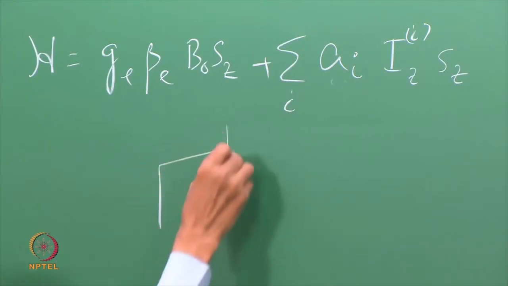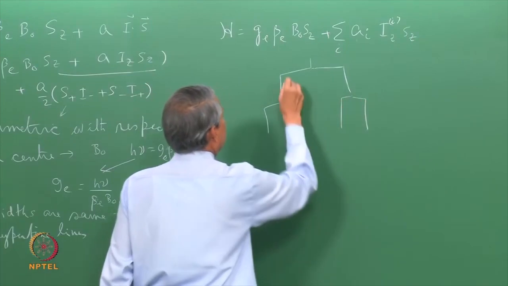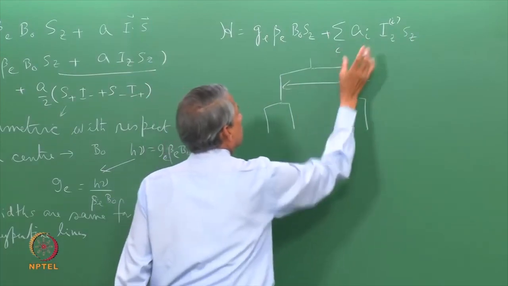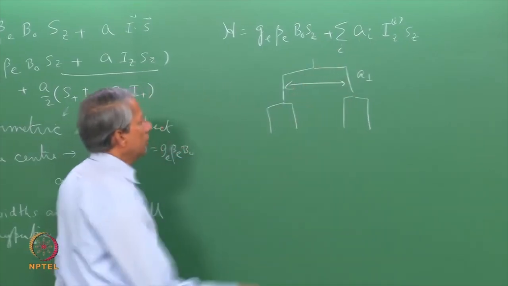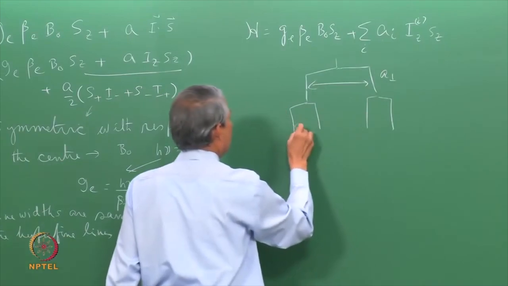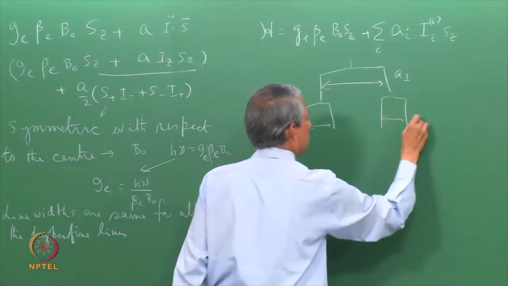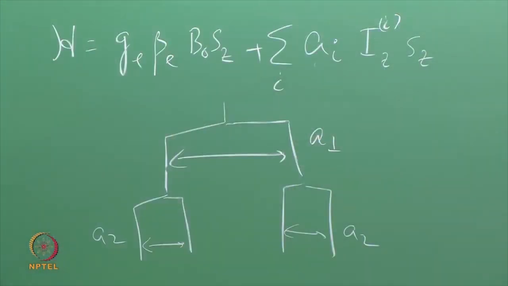So, for example, the splitting I have shown many times, that this could be split in this fashion, and this could be, let us say A1, which is the bigger splitting, and I have only one spin half nuclei. So, this is split into two. There could be another one, A2, which is another spin half nucleus which also causes splitting. That way we can analyze the spectrum.